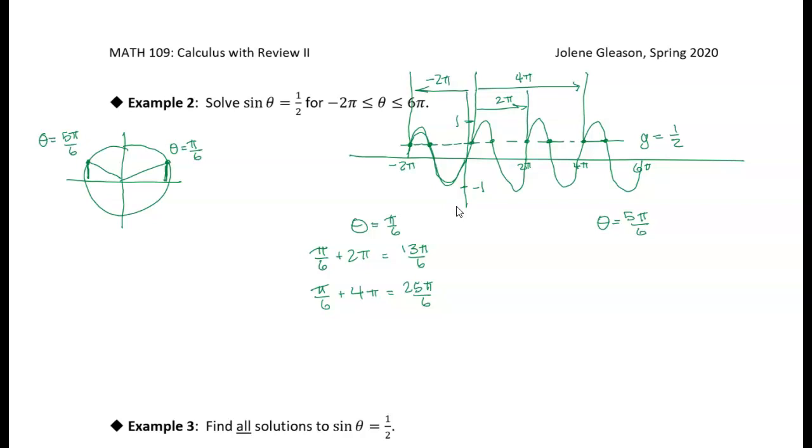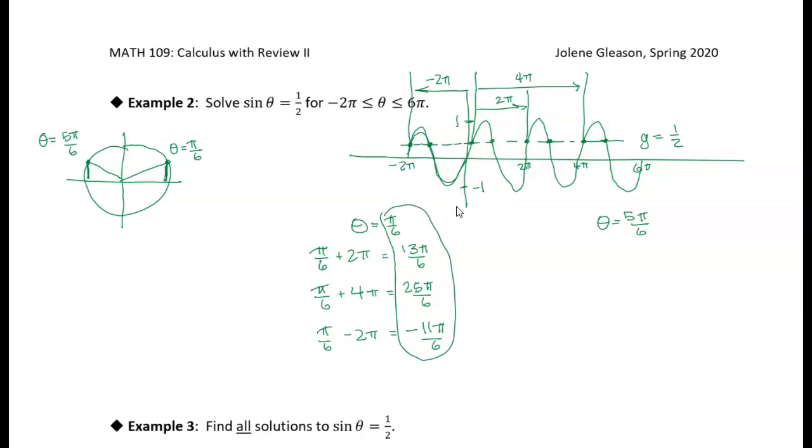I need to go backwards, though, and get the one that's negative. So I get pi over 6 minus 2 pi. Okay, so minus 12 pi over 6 gives me a negative 11 pi over 6. Okay? So those are all of the angles that are coterminal with pi over 6. So I could even just circle those because these are all answers.